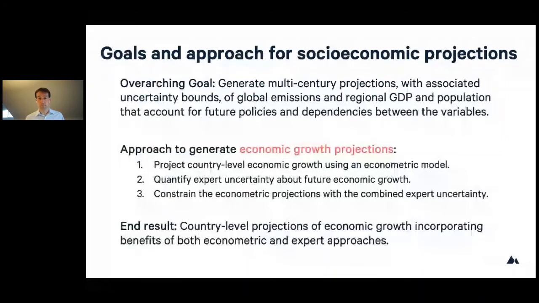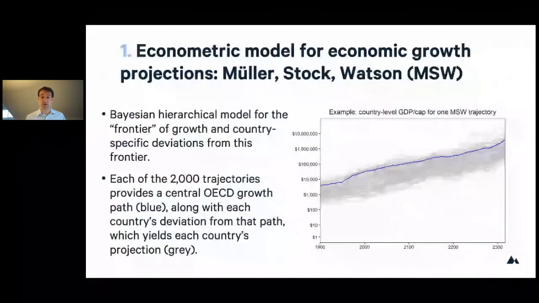So in that first step, the econometric model we're using was put forward by Ulrich Mueller and Jim Stock and Mark Watson as a Bayesian hierarchical model for the frontier of growth and country-specific deviations from that frontier. And each of the 2,000 trajectories that come out from that model provide a central OECD growth path that I've shown here. I'm just showing one illustrative example of a draw from this model, along with each country's deviation from that path, which yields each country's projection. So as you see, this is just one of the 2,000 draws from the model. The blue is the OECD again, and the gray are the individual countries' deviations from that OECD growth path.